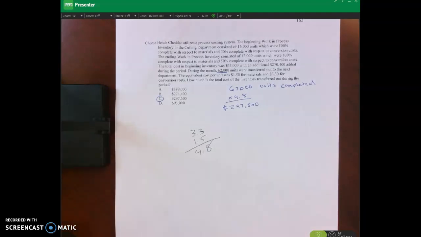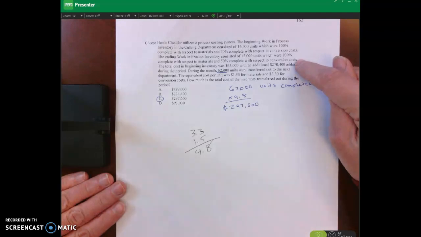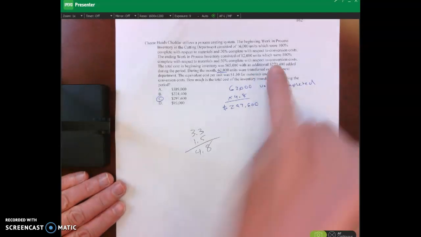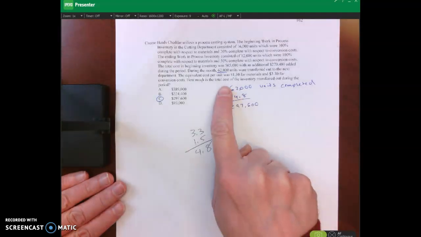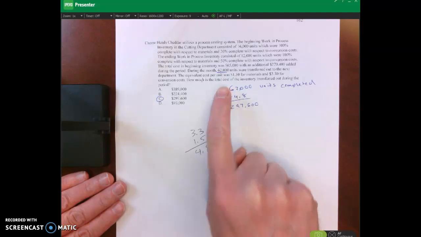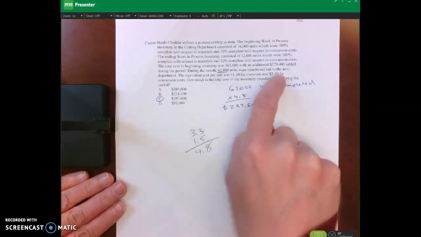So, there was a lot going on in this problem that you didn't need to deal with because this was given to you. Okay? So sometimes don't make the problems harder than they need to be. Again, when we're trying to figure out what's the cost of the units transferred out, it's the number of units times the cost per unit, which is just given to you right there.